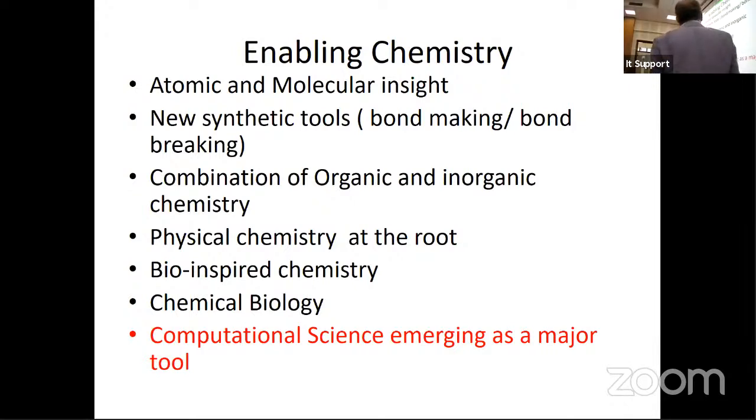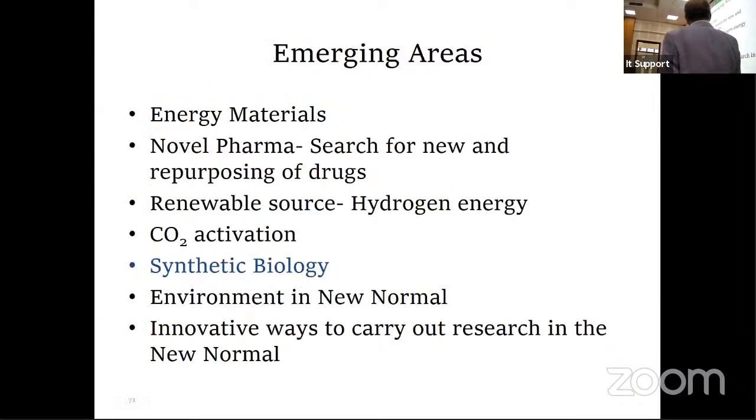So all these require enabling chemistry. Atomic and molecular insight, new synthetic tools, very important in chemistry, bond making and bond breaking, combination of organic and inorganic chemistry with physical chemistry or physics as a rule. Today we are talking about bio-inspired chemistry, chemical biology, and again, computational science, I must say, emerging as a major tool, which I didn't see even 10 years back, the way it has emerged today. When I say computational science, I don't mean to say chemistry. It's physics, biology, the tools are the same. Many things are even used in engineering. So these are the emerging areas.